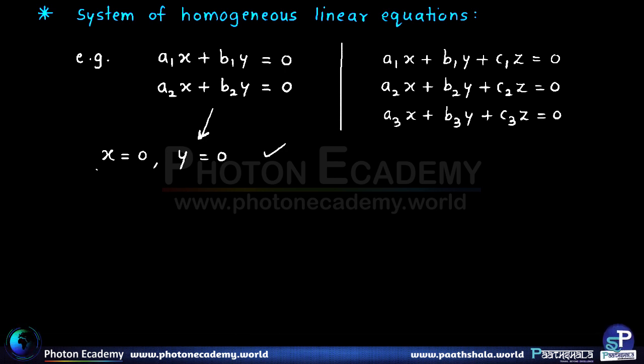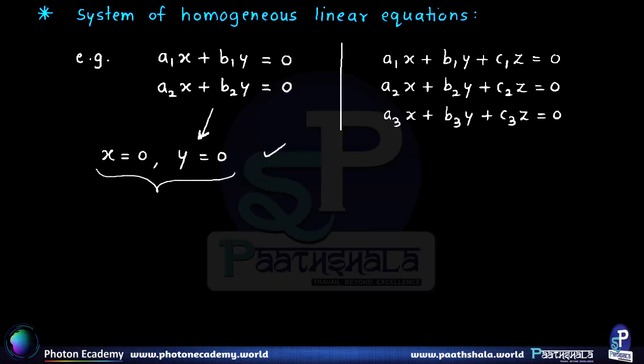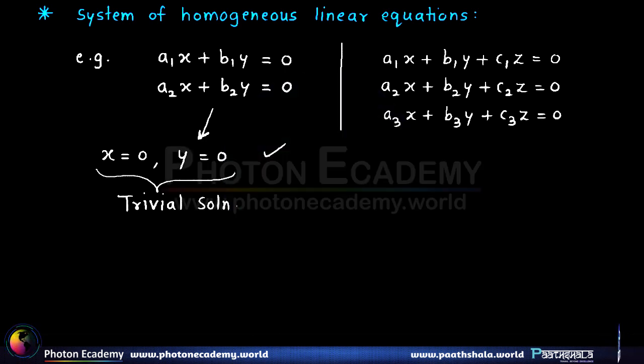So that means x equal to 0 and y equal to 0 is always going to be one solution of this particular system of equations, and this solution is called the trivial solution. Trivial means that it is just obvious, or it is a default solution which will always be there. Okay. Now apart from this, we want to see, is it possible that this system has any other solution also apart from the trivial solution?